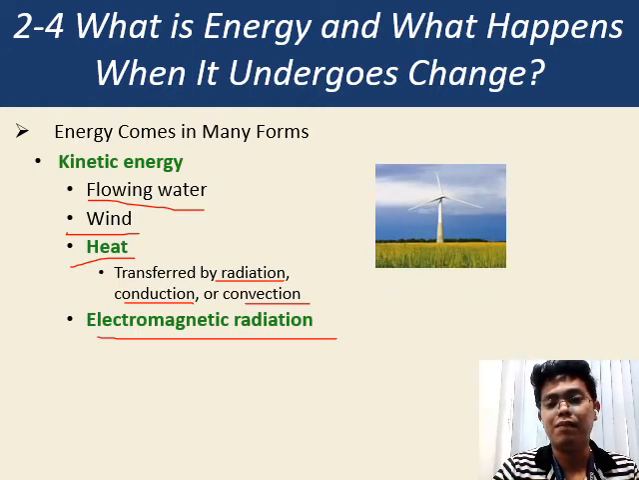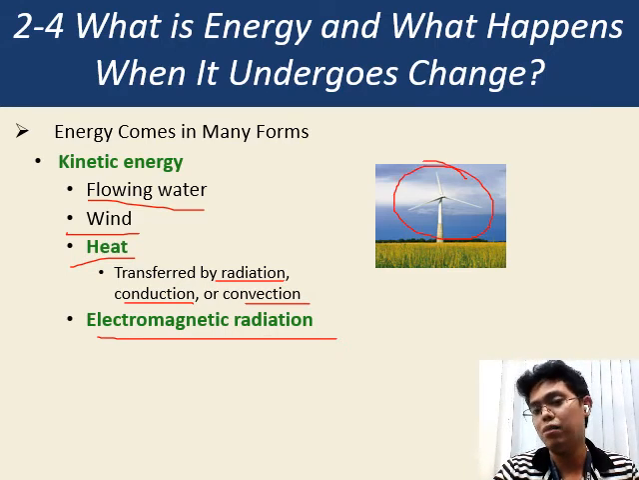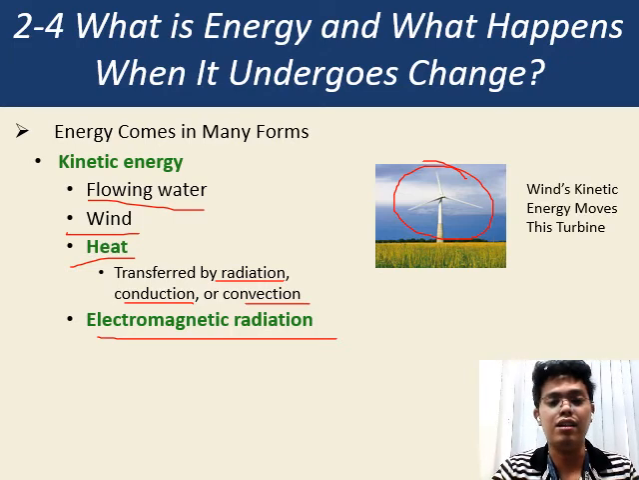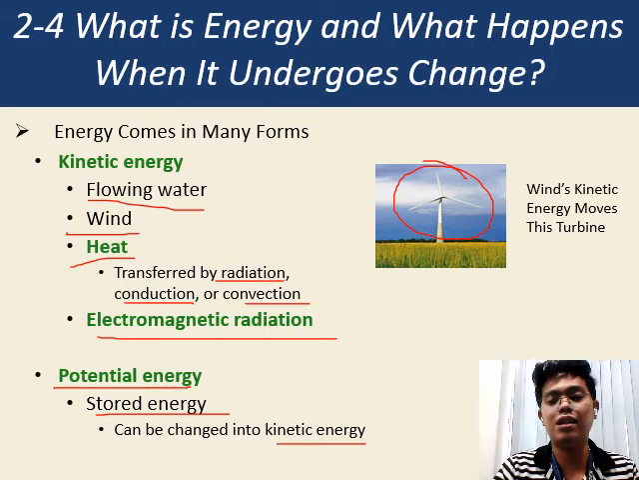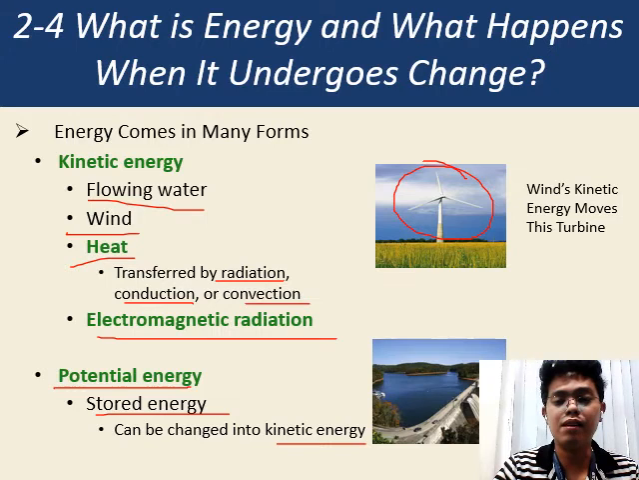For example, the kinetic energy from the wind moves this turbine. So that's a kinetic energy. And another energy is potential energy. This is a stored energy and can be changed into kinetic energy. An example of that is water stored behind a dam. So the energy is stored in there, but if we release that water, it becomes kinetic energy. So these are just two of some forms of energy, potential and kinetic.